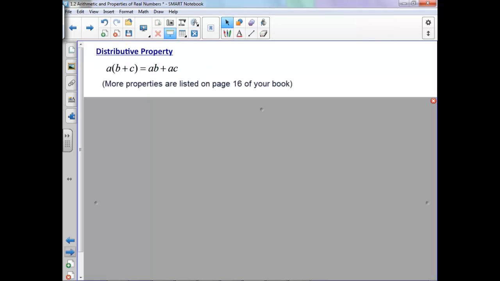Alright, next up we've got properties. They are listed in your book. We aren't going to go through all of them here. The main one we're going to go through and talk about is the distributive property, and that's because we will use this one a lot. Notice here this a is getting multiplied to both parts. So we'll have a times b plus a times c.